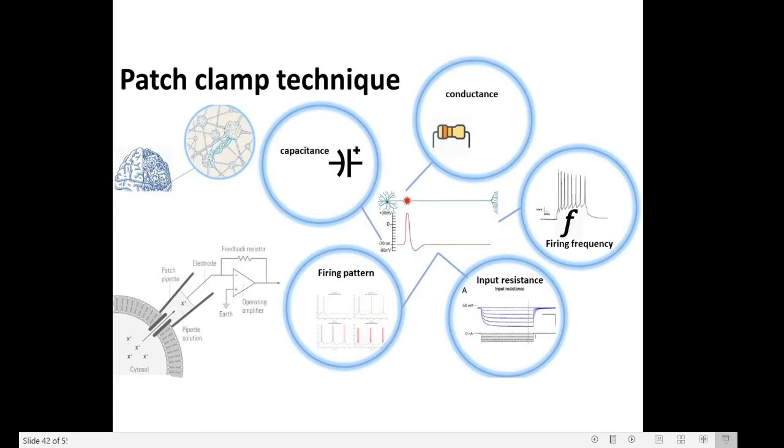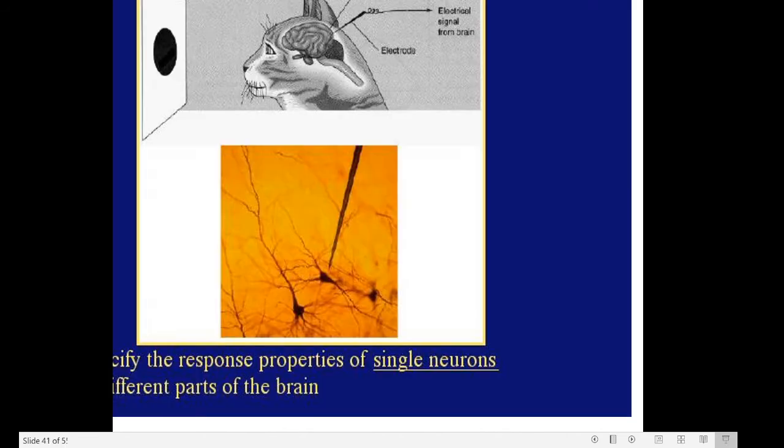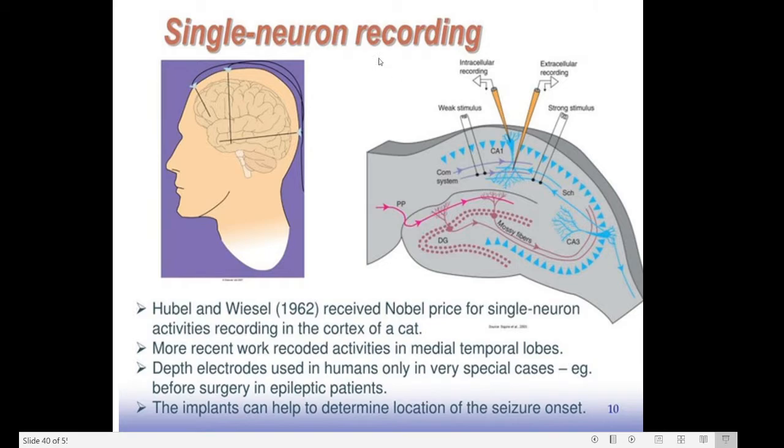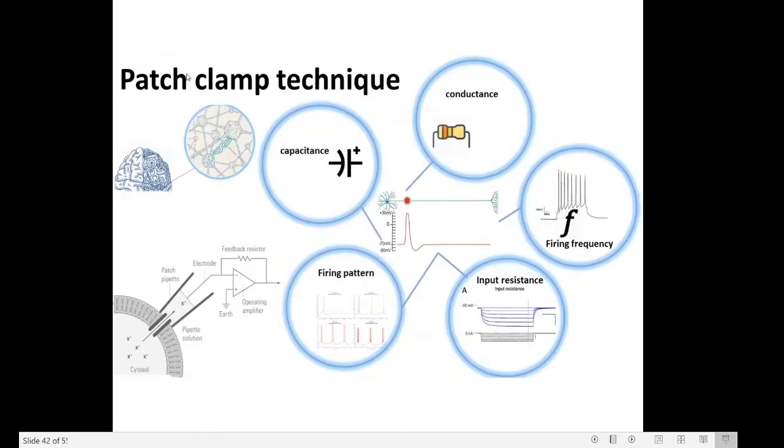Here they are providing the patch clamp method. In the patch clamp method, they inject a needle into the nervous system. In this method they inject the needle, but it's a patch system. This patch system is placed over our head. The patch system receives the signal from the neurons. The received signals are expressed as patterns. These patterns explain whether it is a signal for activation or deactivation.